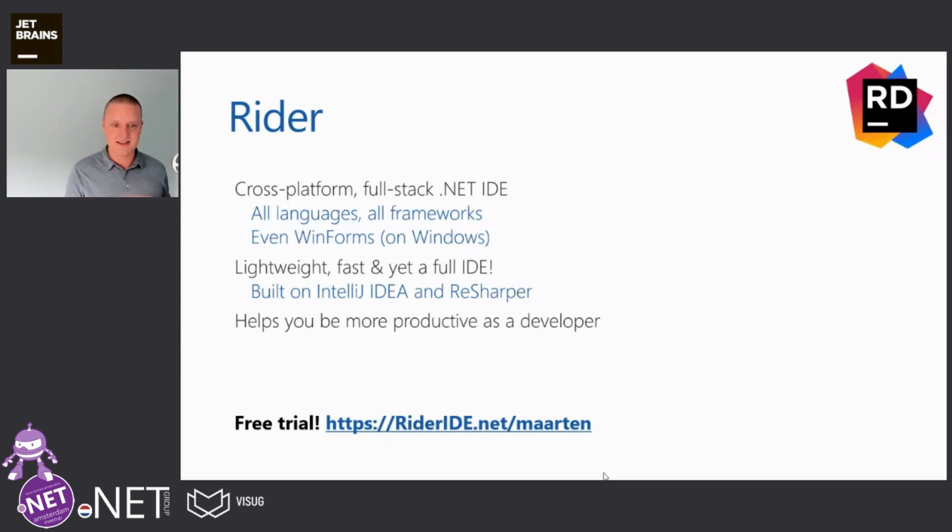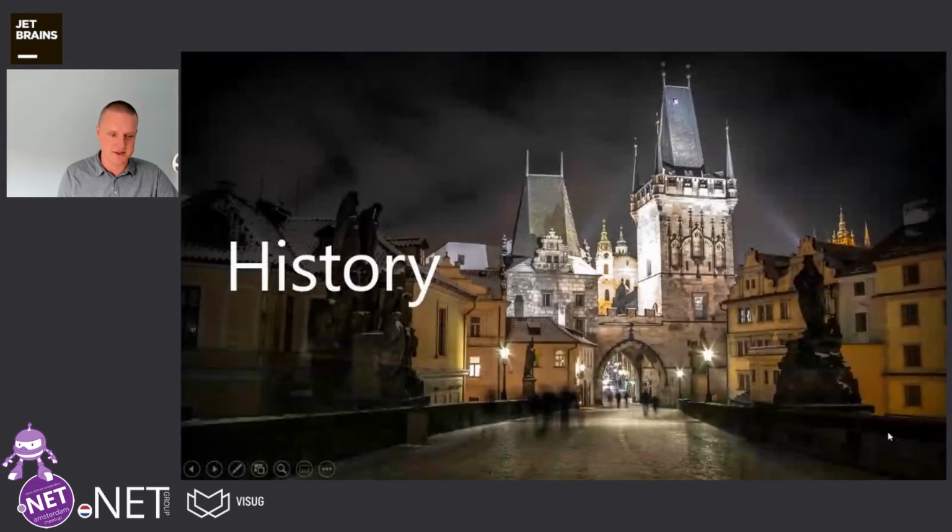It's fast, it's lightweight, and it's also a combination of 2 IDEs, namely IntelliJ IDEA, which is the JetBrains Java IDE, that's the front end that powers Rider, and ReSharper, which is the backend. So all of the C# and .NET code analysis that you will see is powered by ReSharper. And the idea of Rider is to be more productive as a developer and be able to do that cross-platform and have the same IDE on all of those platforms.